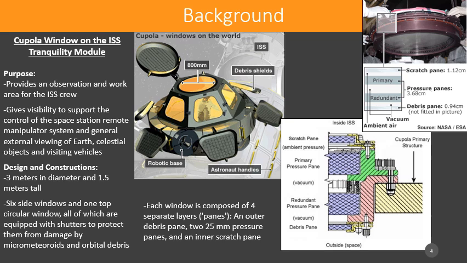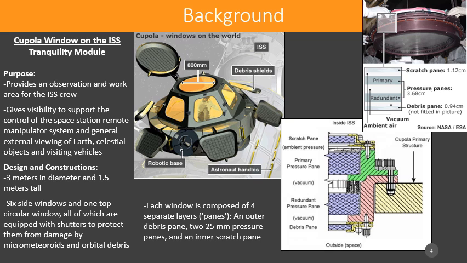The purpose of the cupola and the reason why they wanted to make these large windows was to provide an observation area for the ISS crew. It's mostly looking at the Earth, so it gives visibility to the Earth, so they can take pictures and do different experiments through these windows, and also they can look at celestial objects as well. So it has 6 windows around it. It's a hexagonal shape, and the top window, the one that I'm focusing on, again, is 80 centimeters in diameter, and it's comprised of 4 different panes of glass.